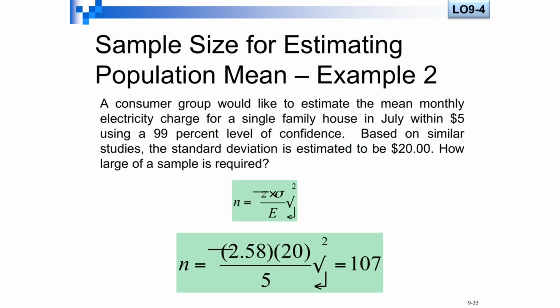Second example: a consumer group would like to estimate the mean monthly electricity charge for a single-family house in July, with a margin of error of $5. The level of confidence is 99%, and based on a similar study the standard deviation is $20. Now they want the required sample size, exactly the same thing you did in the previous example. With the margin of error and your confidence interval, put everything in the formula, and you will reach the value that you want.